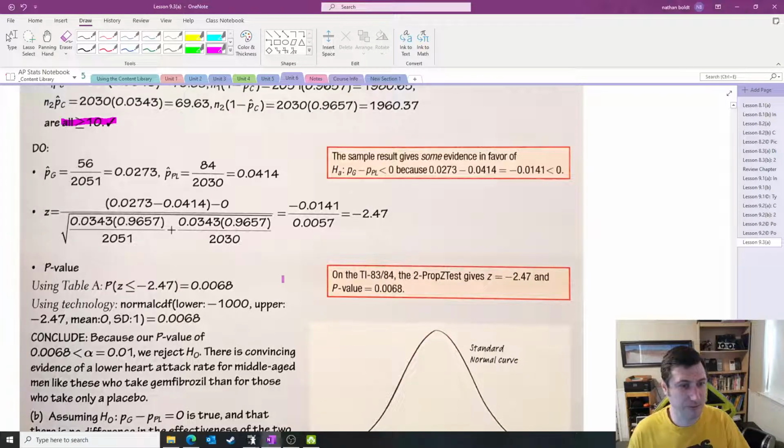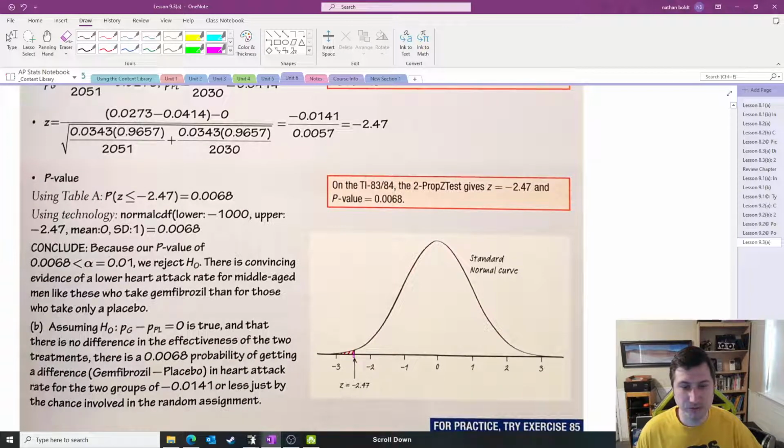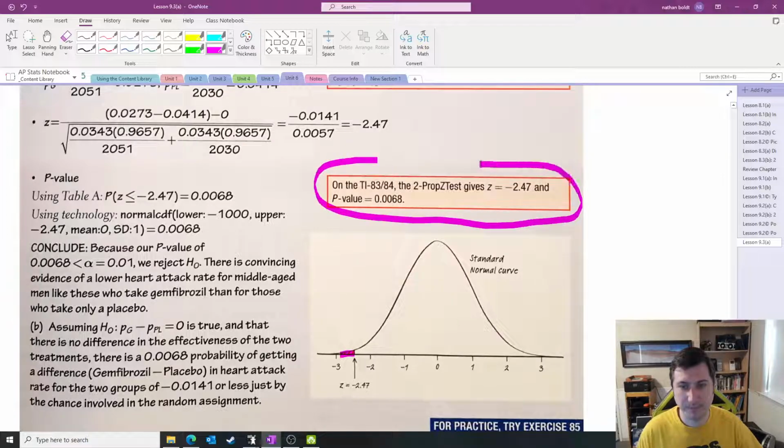So, yeah, brutal. You can do these long procedures by hand, making a normal model and then doing the normalcdf down here, or you could just do this part right here. Do a 2-prop z-test on the calculator. Report the z, report the p. Done and done. Then our conclusion, because the p-value is much less than alpha, we reject the null. There is convincing evidence of a lower heart attack rate for middle-aged men who take gemfibrozil than those who take only a placebo.